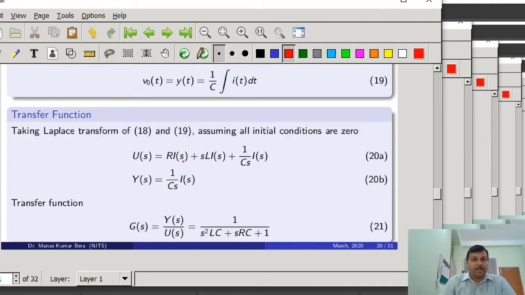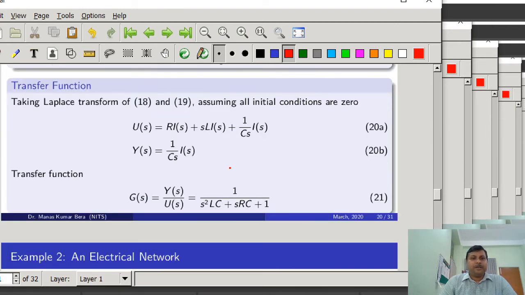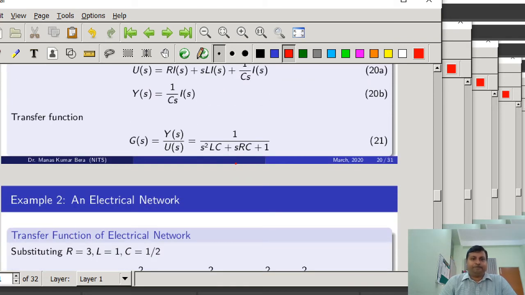Now from there we can find out the transfer function G = Y(s)/U(s) = 1/(S²LC + S·RC + 1). So this is a second order system, and many times we have found out this transfer function in the previous course, like Control System 1.